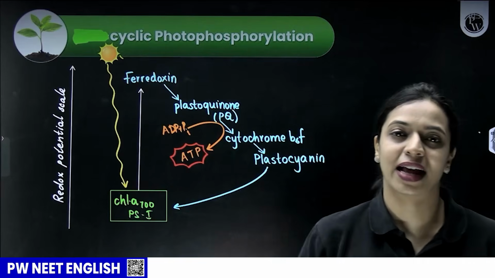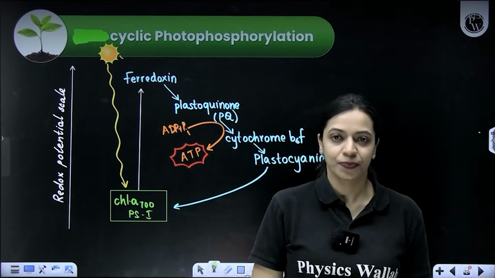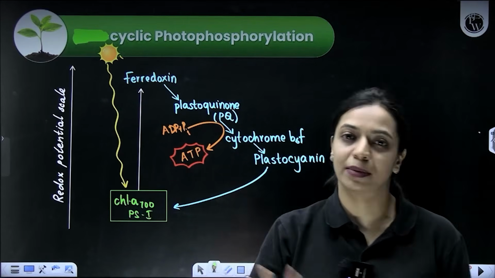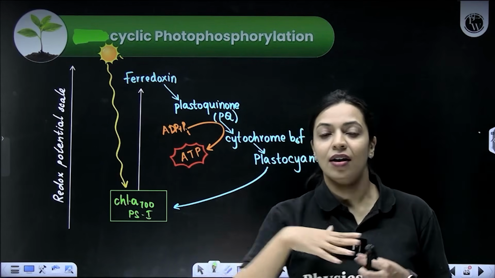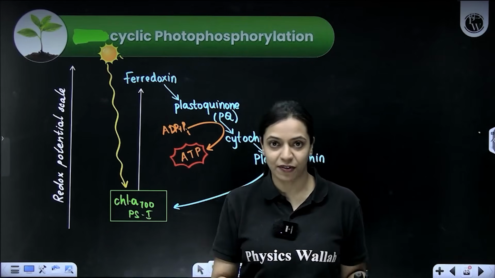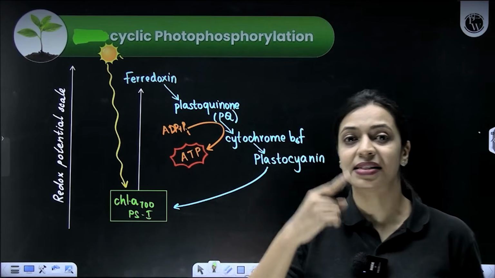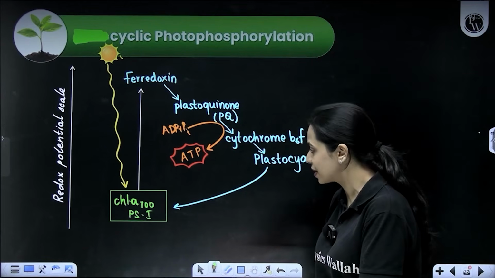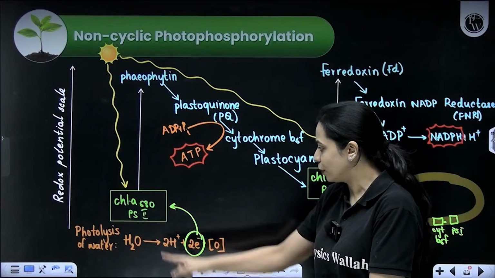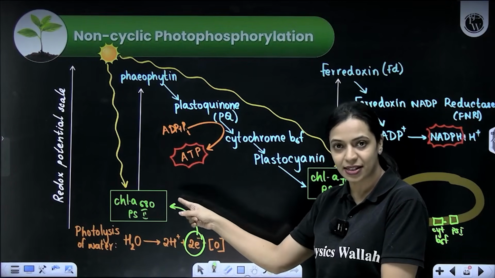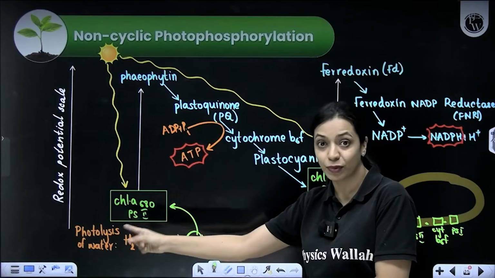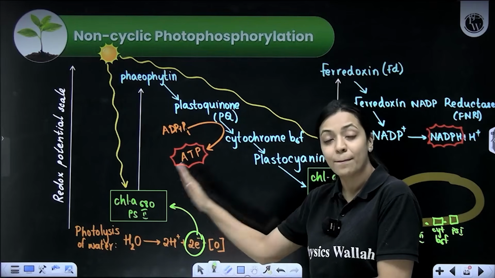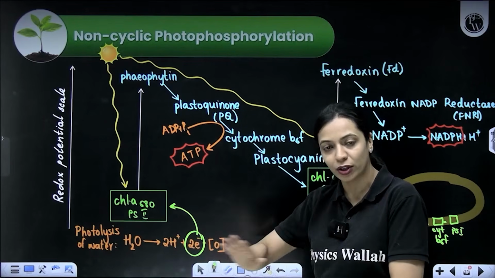Cyclic photophosphorylation can happen on two occasions. First, let's say only wavelengths of light beyond 680 nanometers are available to the plant. So it's not like the entire visible spectrum is available, but only wavelengths beyond 680. If only wavelengths beyond 680 are available, chlorophyll A680 cannot absorb them. Chlorophyll A680 can absorb wavelengths below 680 because those carry more energy. The highest wavelength it can absorb is 680.